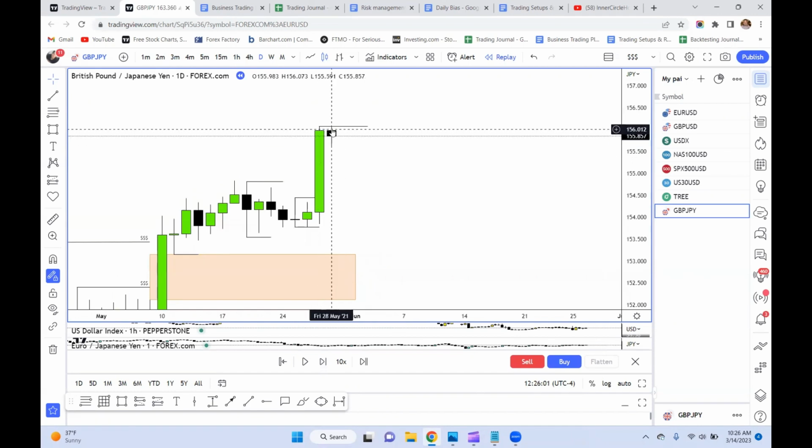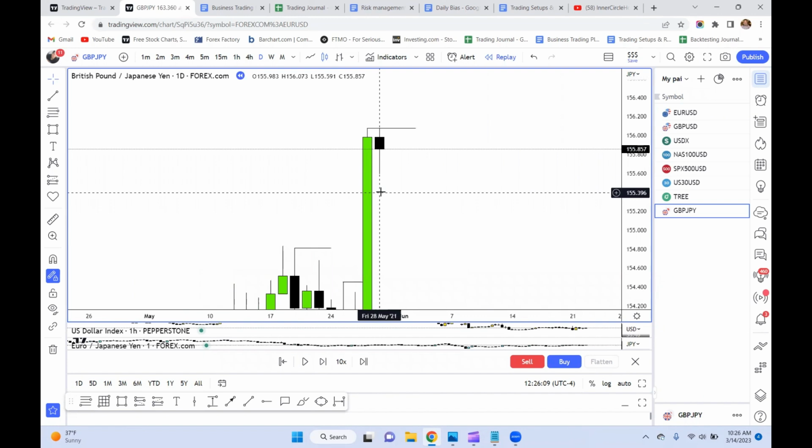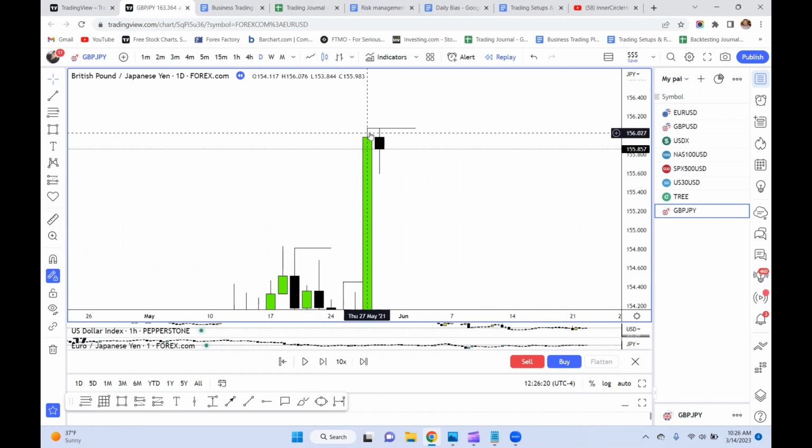So what happened was it opened. It did give us that long opportunity where we could have gone long, and then it did come up. It did not, I don't want to say it took out that high, because the high here, if you look right here at the H, the high was 156.073, 156.076. So it did not take out that high. This candle's high was lower than this one just by 0.003.